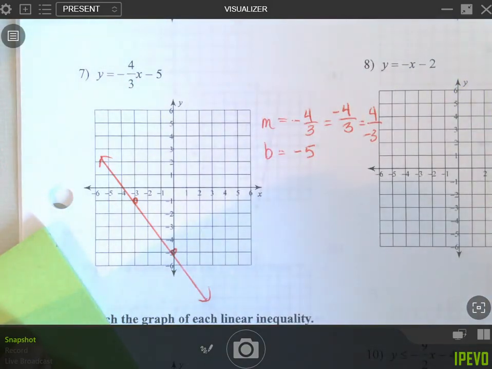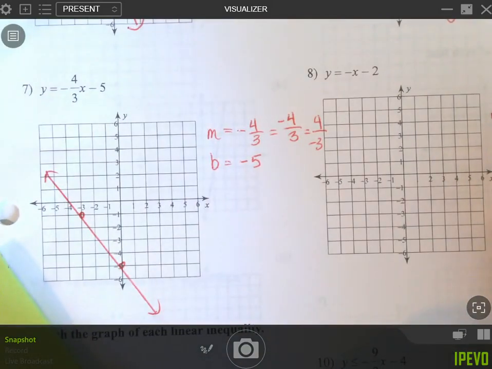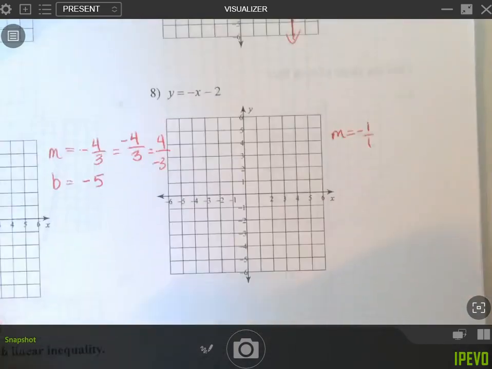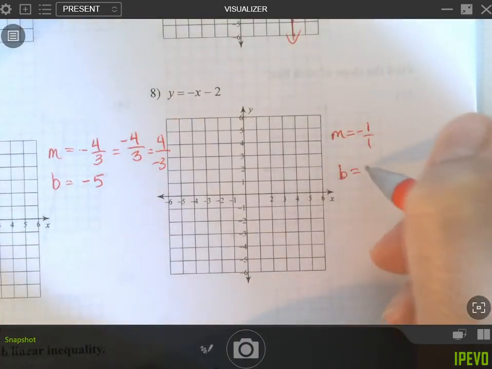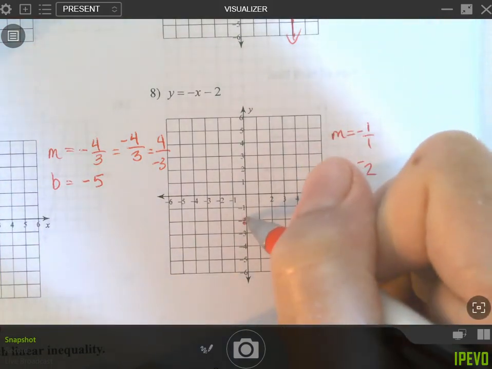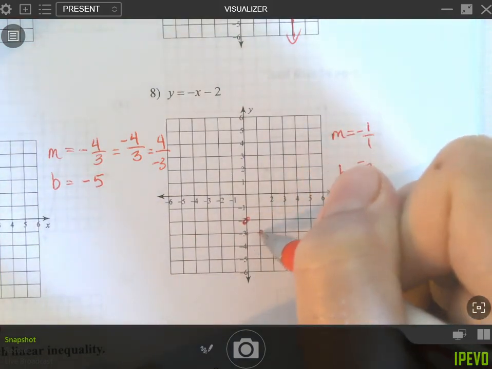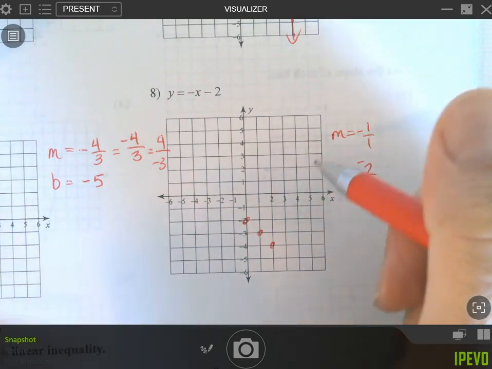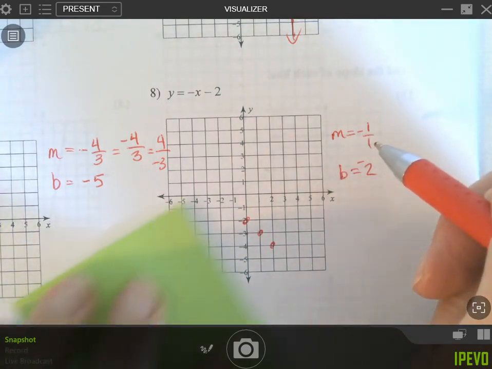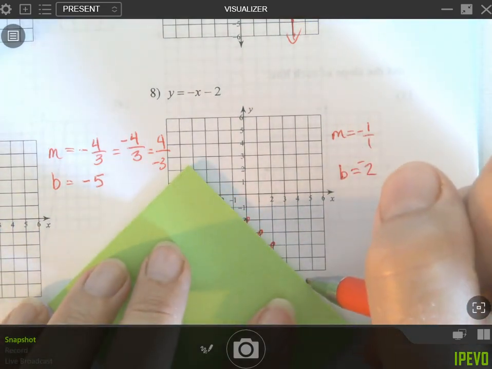and then from there you do your slope. All right, this one had a slope of negative 1 over 1. We can always put a 1 in there. And the y-intercept was negative 2. So on the y-axis, start at negative 2, down 1, right 1. So see how it's dropping. You have a negative 1 and then a positive 1. And then sketch in your graph.